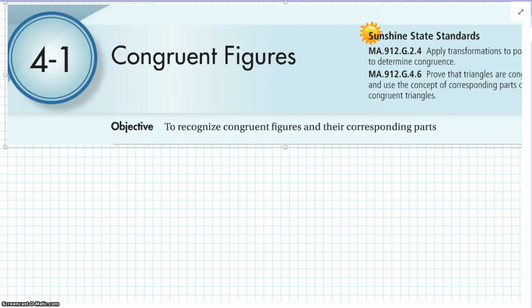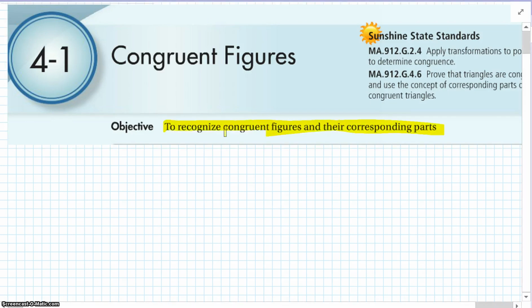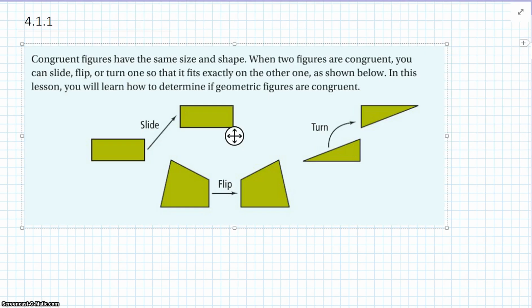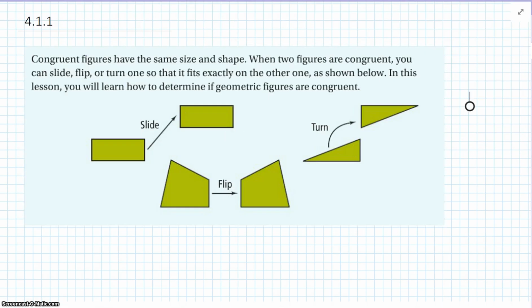Geometry, Chapter 4, Section 1, Congruent Figures. Our objective in this section is to recognize congruent figures and their corresponding parts. All right, congruent figures have the same size and shape. When two figures are congruent, you can slide, flip, or turn one so that it fits exactly on the other one, as shown below. In this lesson, you'll learn how to determine if a geometric figure is congruent.